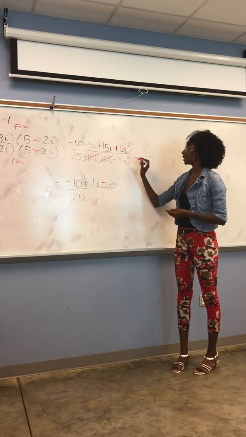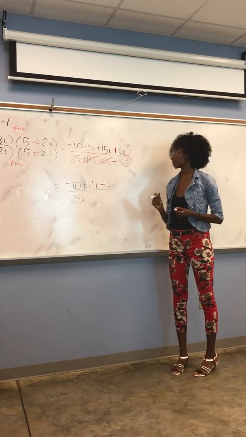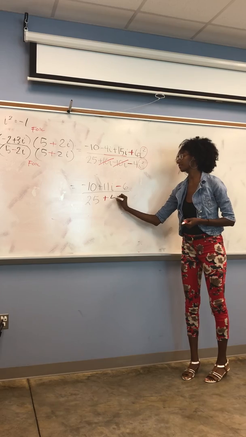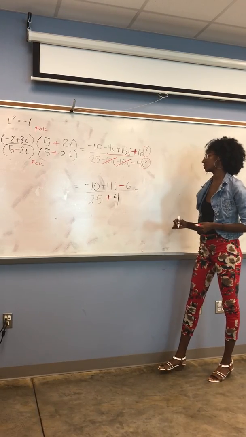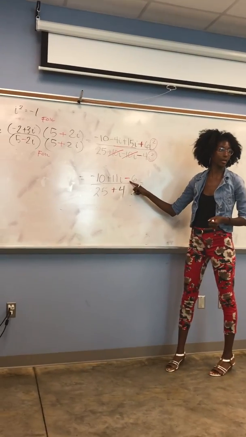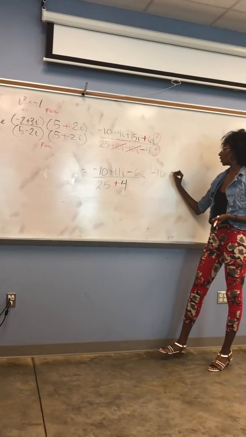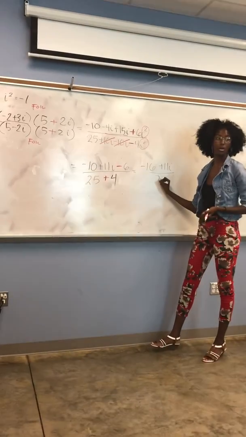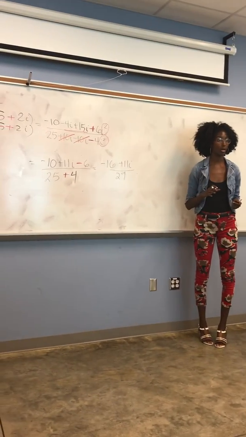And again, this i squared changes the sign of what's right in front of it. So instead of a negative, it's going to become a positive 4, okay? And then we keep going. We can combine our like terms. So we have negative 10 and negative 6, or minus 6, which is going to give us negative 16 plus 11i all over 29. Okay?